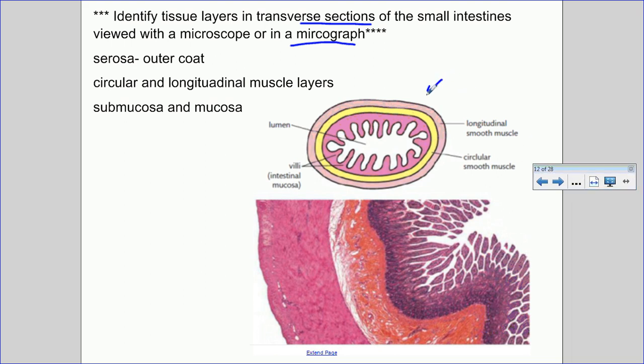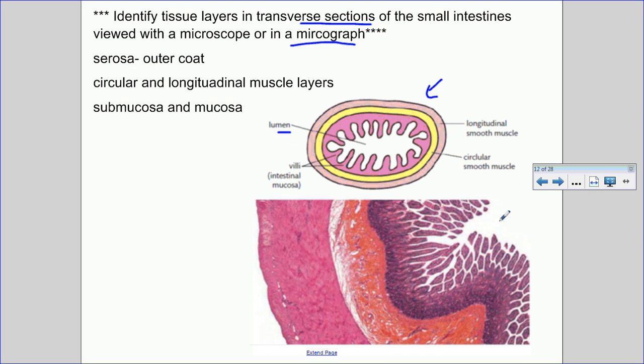So the picture here is just a diagram of these different layers. So this is the small intestine. Here we have the lumen, which is the white space. This is basically the opening. This is where food would travel down. You have the villi lining the small intestine. These are those finger-like projections. And then outside of the villi is going to be the circular smooth muscle layer, and then the longitudinal smooth muscle layer outside of that.